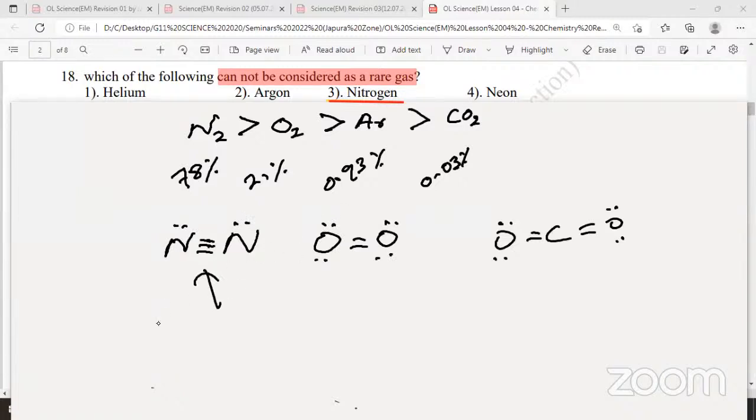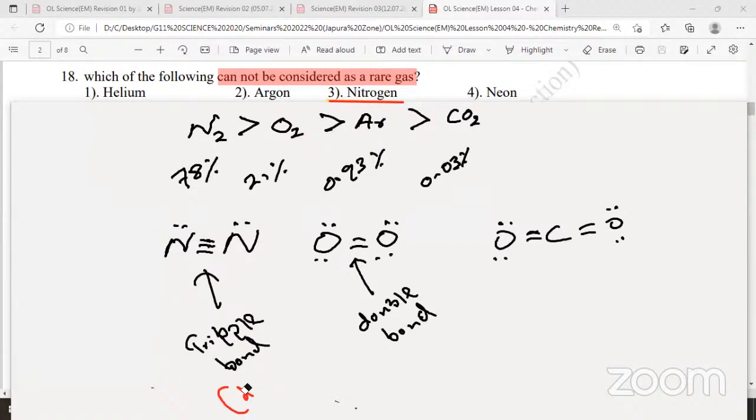There's a triple bond in nitrogen, so they can ask a diatomic molecule with a triple bond. And here is a double bond. Between oxygen atoms there's a double bond, between nitrogen atoms there's a triple bond. Which one is more difficult to break? Triple bond is difficult to break. It is more strong. That's why the nitrogen gas is less reactive, even though there's 78% in the atmosphere.